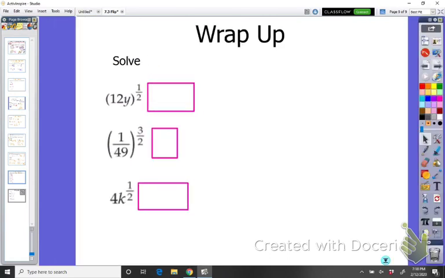And then finally, we have the wrap up. So try each one of these, hit pause, then recheck the answers. So on the first one, we need to take it from an exponential form and rewrite it with a radical. So all of 12y is grouped, all raised up to the half power, which means square root of 12y.